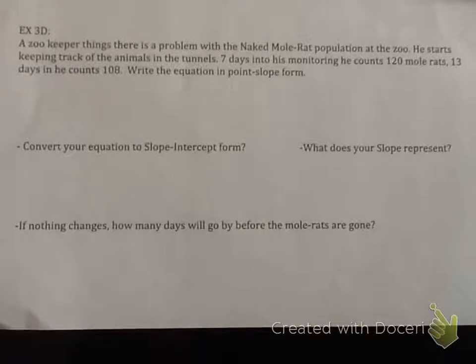Alright, here is another word problem. This is very similar to the other one. A zookeeper thinks there is a problem with the naked mole rat population at the zoo. He starts keeping track of the animals in the tunnel. 7 days into the month, he counts 120 mole rats.